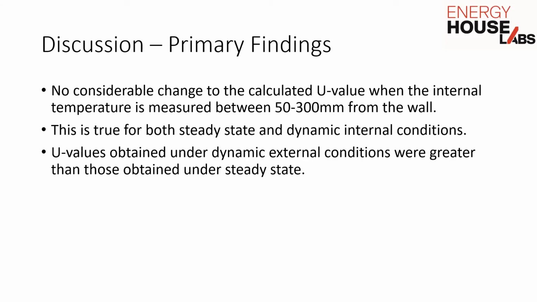There is no considerable change to the U value when the internal air temperature was measured at a distance greater than 50mm from the wall. Further, there is no change when the temperature was measured at the centre of the room. This held true for both steady state and dynamic internal conditions, meaning it is relevant to both quasi-steady state measurements in the field and in use measurement campaigns where the household undergoes regular heating patterns. It can be seen that the U values obtained under dynamic chamber conditions were greater than those obtained under steady state.